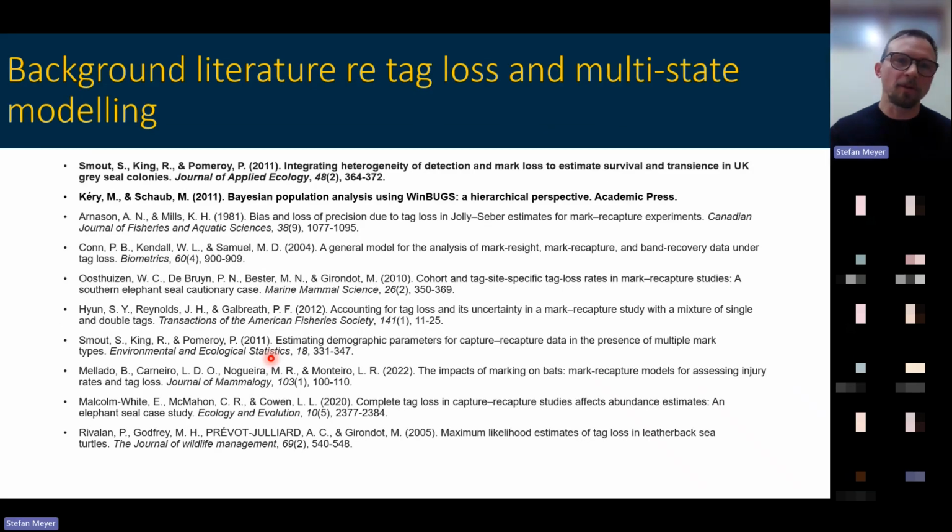Before I jump into the topic, here is just a list which you can look up further. I will provide a PDF version of this presentation later on, so you can have a look. It's a list of papers I found very useful that explain how tag loss is impacting estimates in mark-recapture models and how this can be managed. And I just highlighted 2 papers that are basically the baseline of what I'm presenting here today.